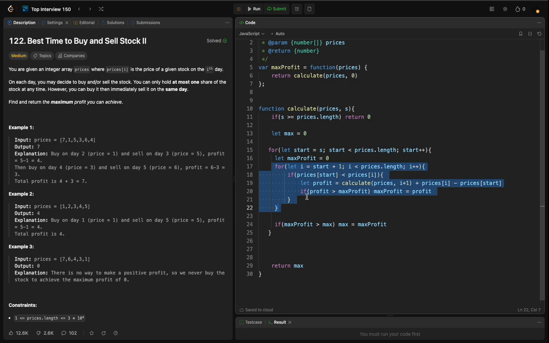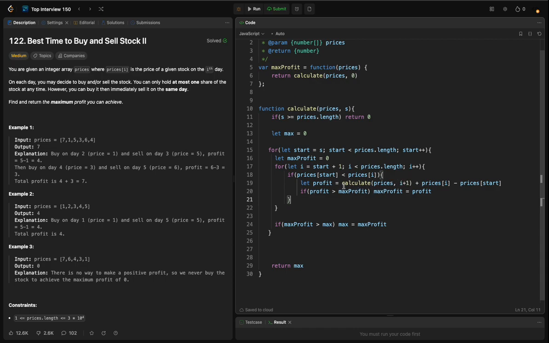If the price on the current day, prices of start, is lower than the price on a future day, which is prices of I, it calculates the profit by subtracting the buying price from the selling price and adds it to the profit obtained from the days after the selling day, recursively calculated by calling calculate with I plus 1.